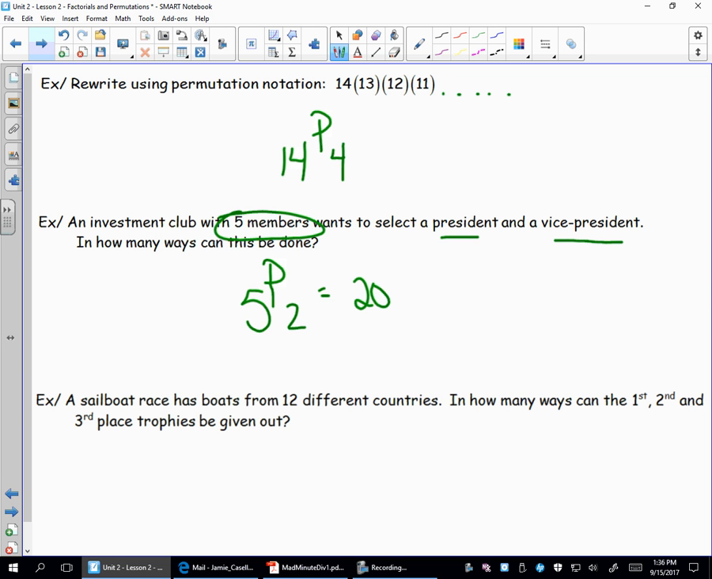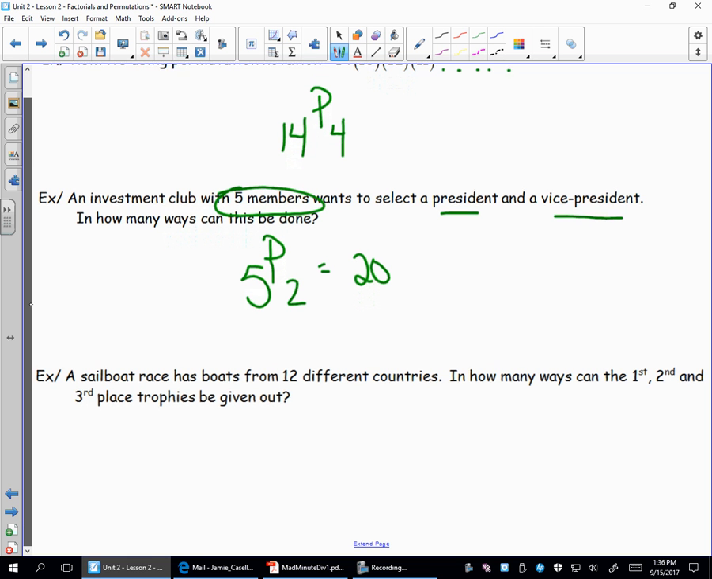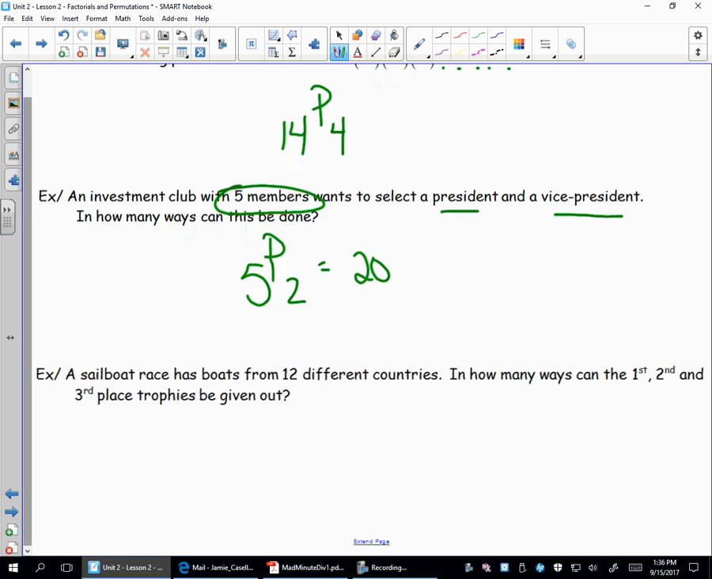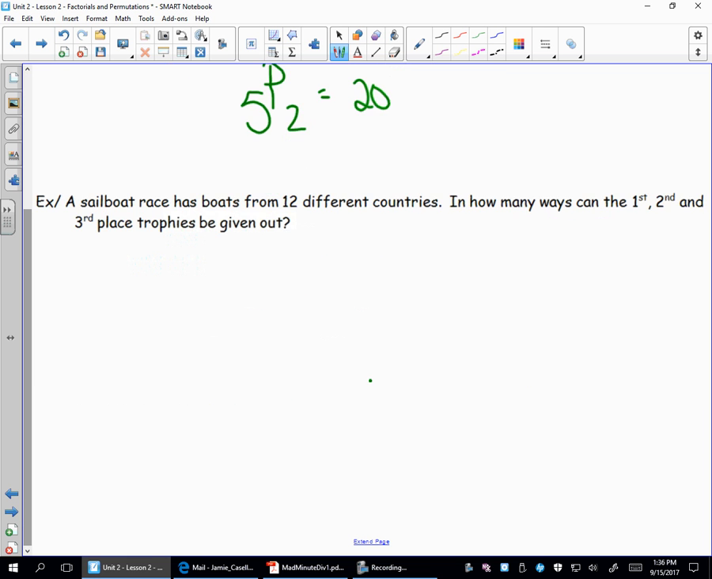Try the next one. A sailboat race has boats from 12 different countries. How many ways can I give out the first, second, and third place trophies? Again, I'm not filling up all of them. I'm only filling 3 spots. There's 12 choices. I need to fill in 3 spots. So 12P3. That comes up to 1320. And I do want to see your notation and your answer. I want to see both.